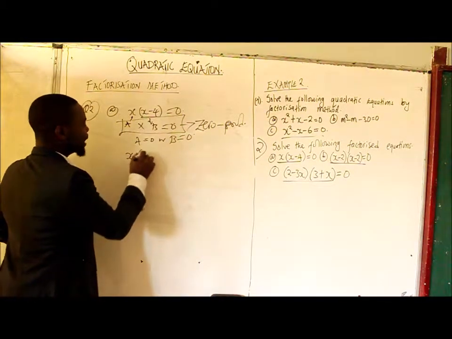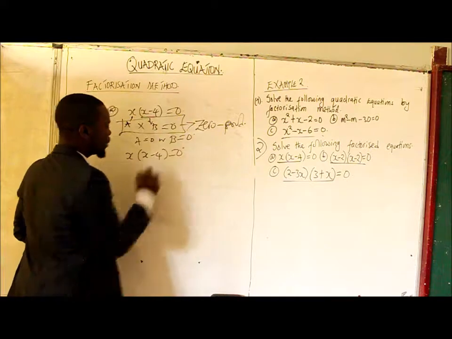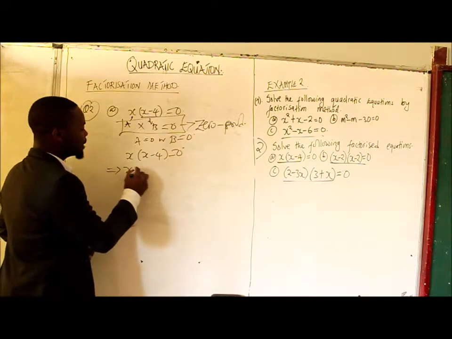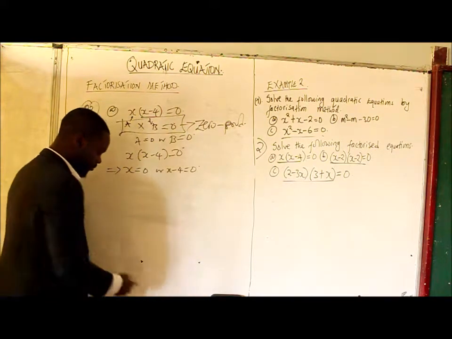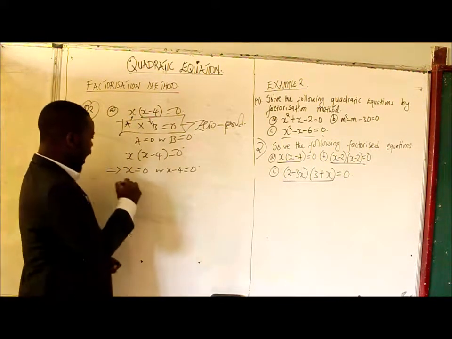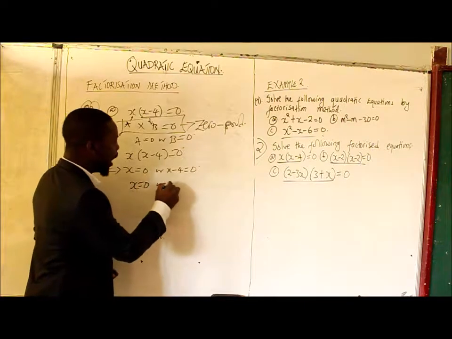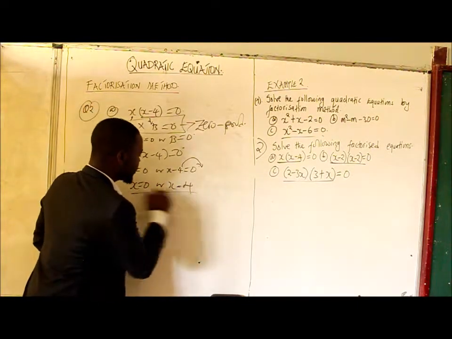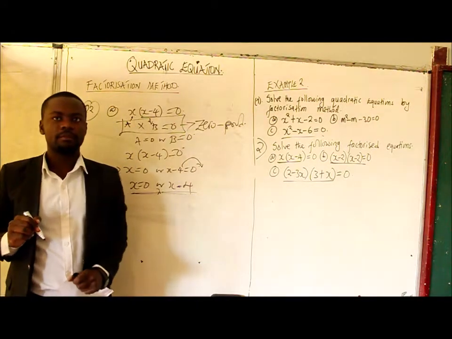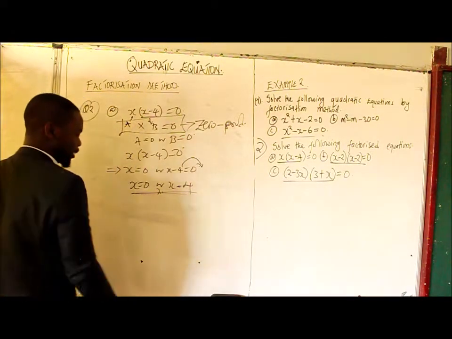Now let's apply this to our question. Since we have got x times x minus 4 is equal to 0, this implies that we have got x is equal to 0 or x minus 4 is equal to 0. Very simple. Here we have got x is equal to 0 or x is equal to, when negative 4 crosses the equal sign it becomes positive 4. This is our answer. Simple. Let's go to B.